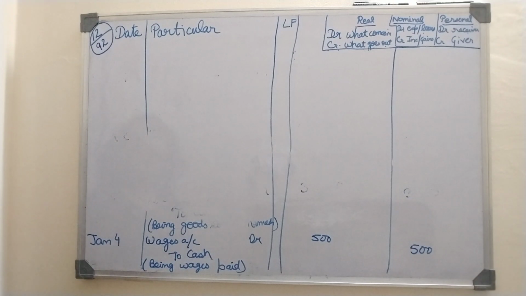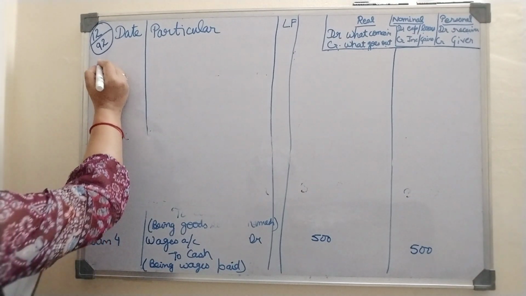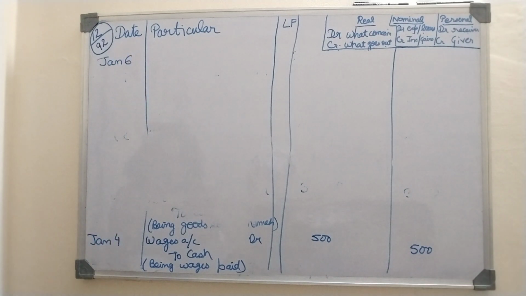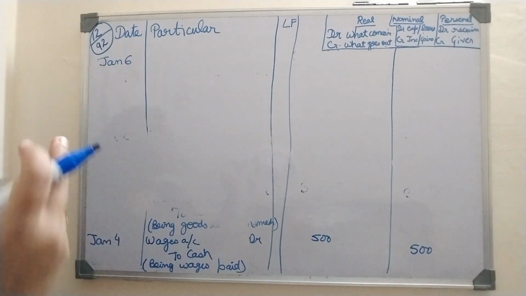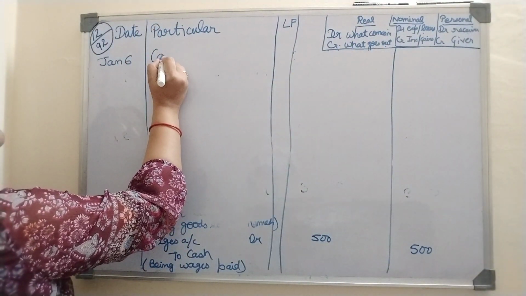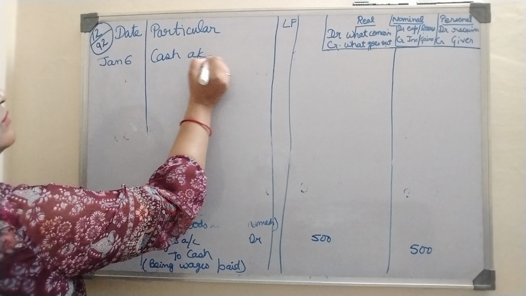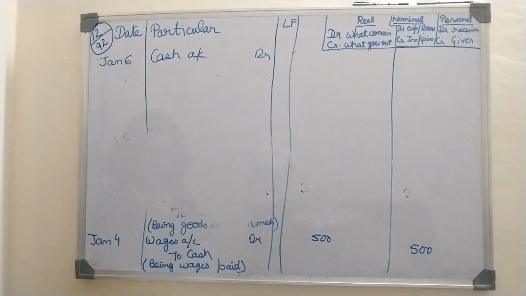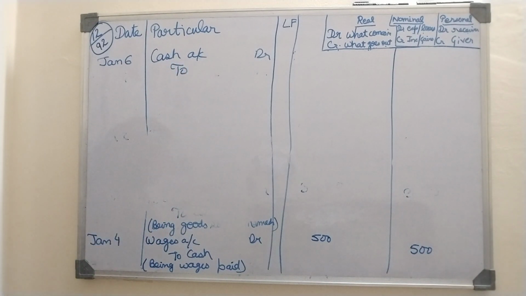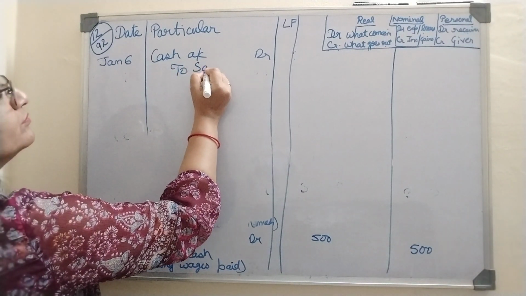Yes. Now we come to January 6. January 6, it is sold goods for cash. So whenever I am selling goods, what is coming in? Debit what comes in. Cash account debit. When I am selling something, I will not write goods account, right? Whenever we are selling something, we write to sales.